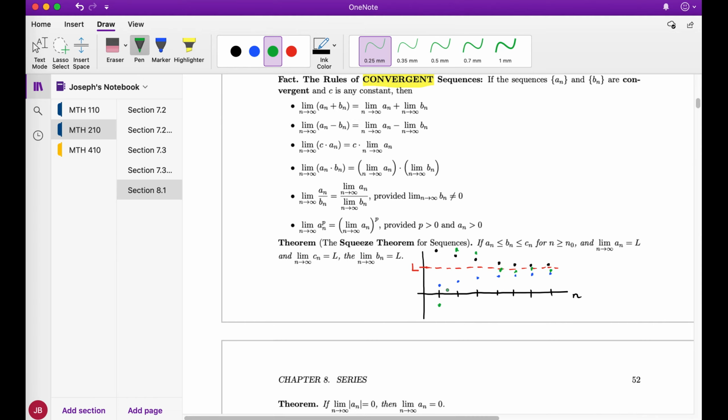Then because the blue sequence and the black sequence converge to the same value, this green one is going to converge to the same value, L, as well, right? And that's all that this is saying.